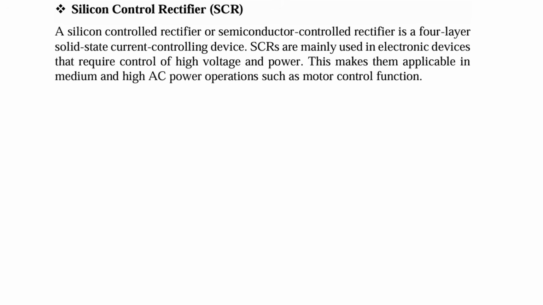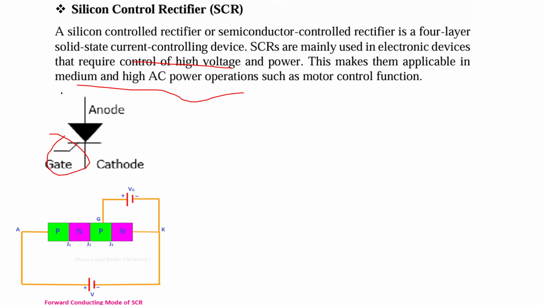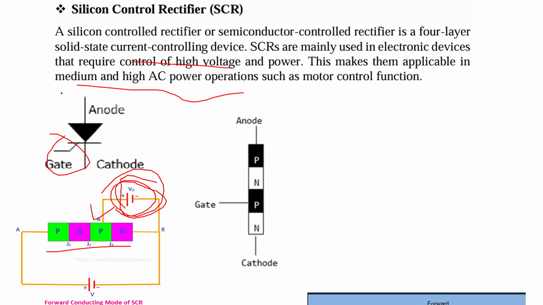Okay, so the silicon controlled rectifier, or semiconductor controlled rectifier, is a four-layer device, exactly the same as we discussed in the previous one. This makes it applicable in medium and high AC power operations such as motor control, right? The only difference is that we are using the gate terminal here, and the structure is the same as the PNPN device, and here we are using another voltage in the silicon controlled rectifier. By controlling this voltage, you can easily turn the thyristor on and off.